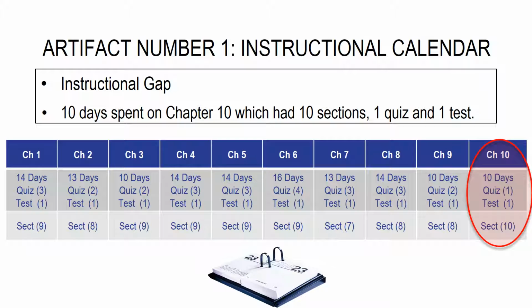The first one was supplied by Anna, and we had the instructional gap where it shows an instructional calendar, and we put in there the different things that we were seeing. For instance, there were only 10 days with 1 quiz and 1 test, and we hypothesized that this could be a reason for one of the exploratory questions to explore further.